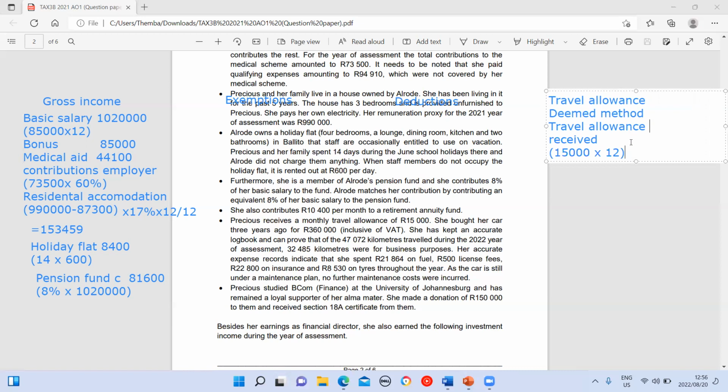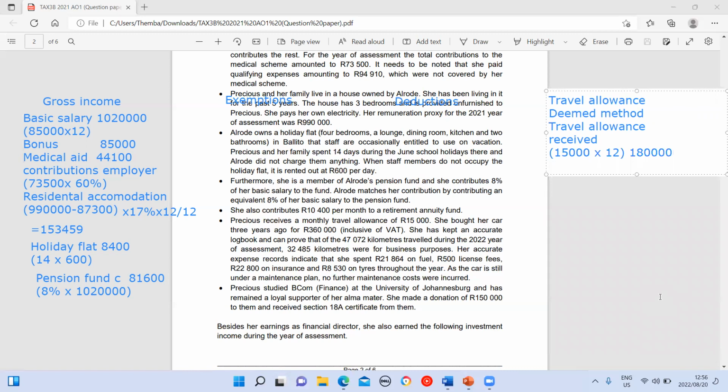So this amount now, just keep it here on the side. It's not like the final amount. It is not yet included in taxable income because we should still compare between the actual method and the deemed method. So this 180,000, just keep it there for now.